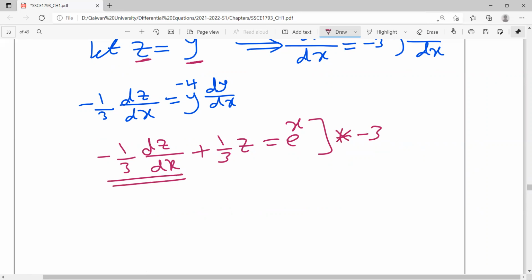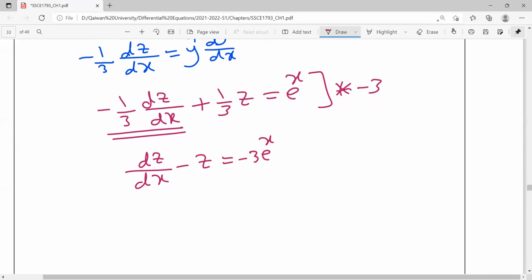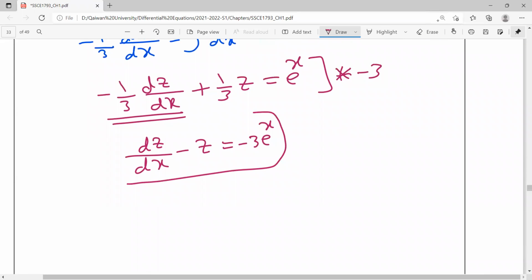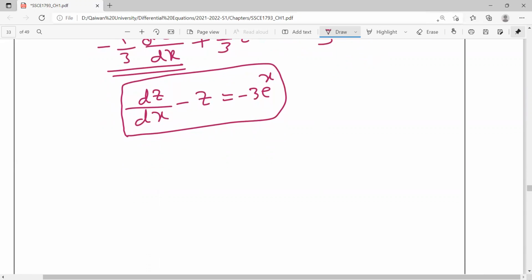This term becomes dz by dx. Here we get minus z. In the right hand side, we get minus 3e to the power x. That's all. And now this is a linear differential equation. And now we are going to follow the steps of solving a linear differential equation.